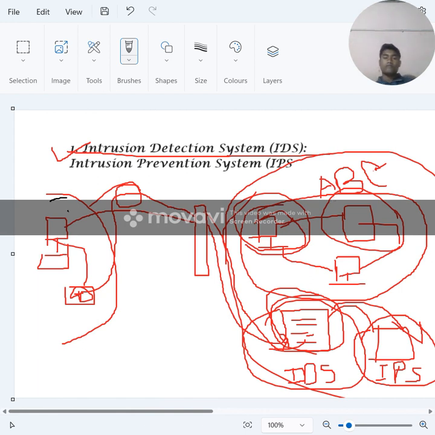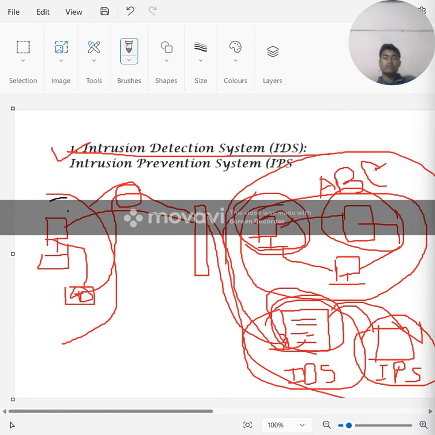Network-based IDPS. What is a network-based IDPS? Network-based IDPS systems are placed at strategic points within the network to monitor traffic passing through those points. They can analyze network packets, monitor communications between devices, and detect potential threats across the entire network. Host-based systems are installed directly on individual hosts to monitor activity specific to that host, focusing on detecting threats and anomalies related to the host operating systems.